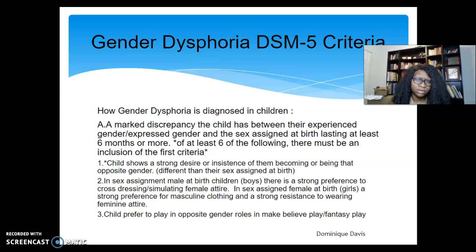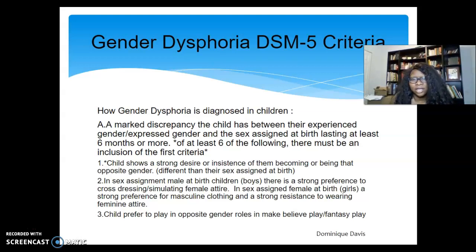And to continue the criteria, it must be at least 6 of the following, but it has to include the first one. The first one is the child shows a strong desire or insistence of them becoming or being the opposite gender. So whenever a child is being diagnosed with gender dysphoria, that has to be included, of at least 6 of the ones I'm going to go over.